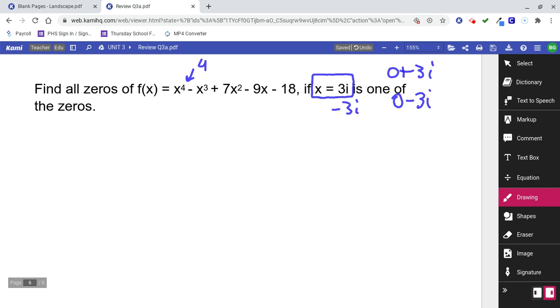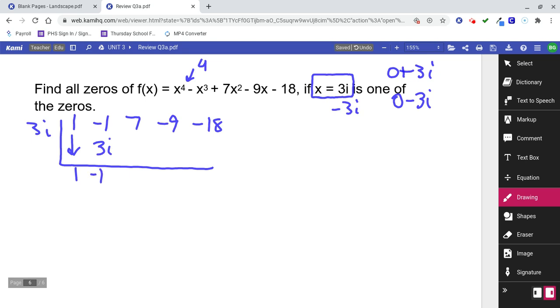So what I'm going to do is try to break the problem down using the ones that I know and see what happens if I can find out the others. So let's do 3i first. We have 1, x to the 4th, negative 1, x to the 3rd, 7x squared, minus 9x, minus 18. Look for missing terms. If there's a missing term, you're going to put a 0 there. So we add straight down and we multiply.